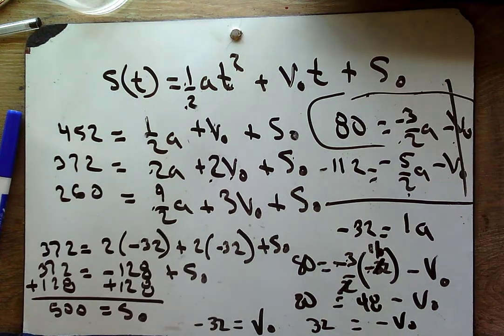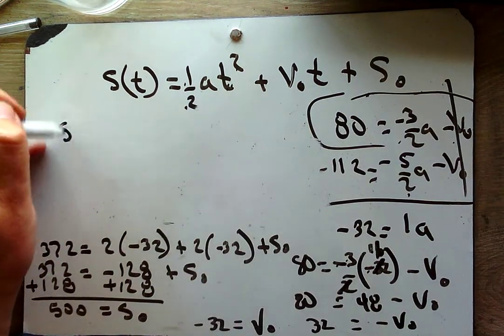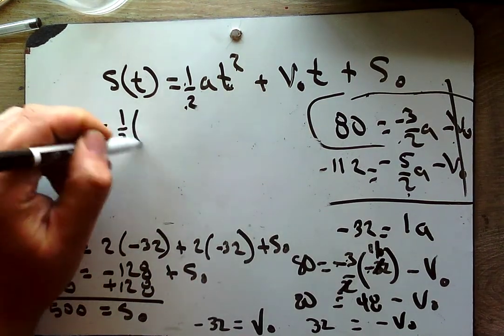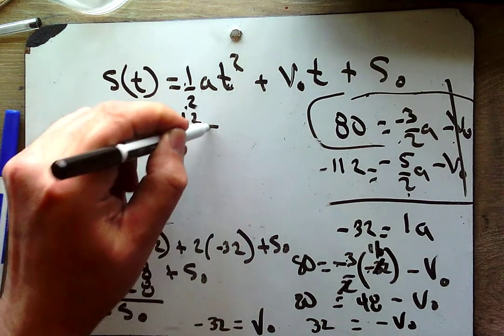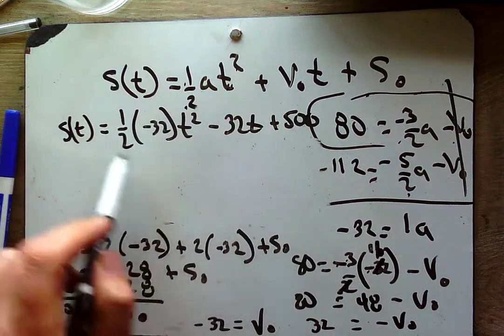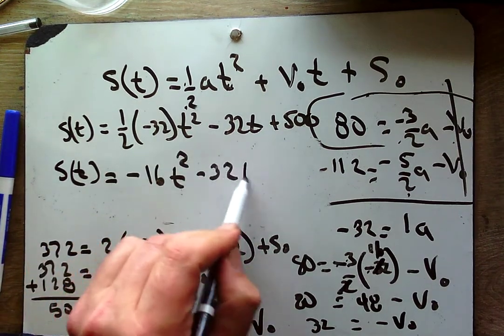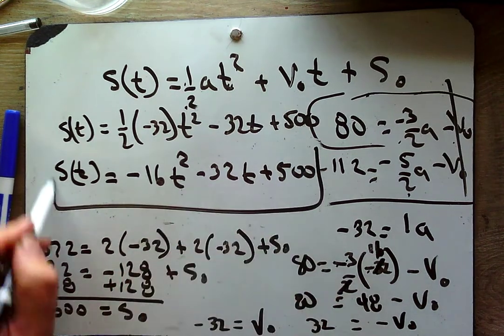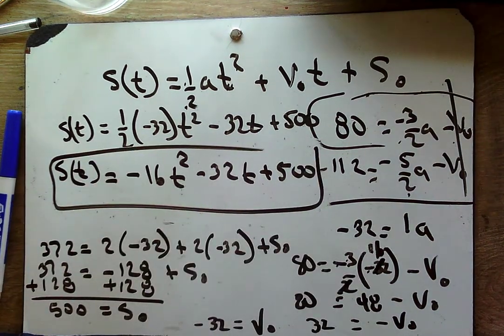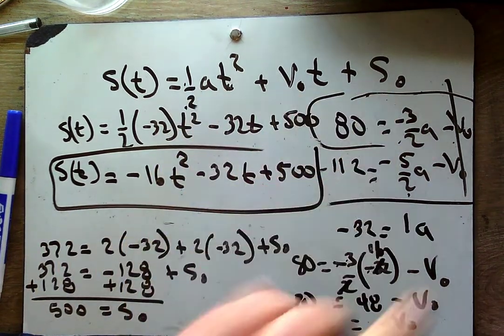So what's my equation? Remember, I'm not done until I build the specific motion equation for this. I have to fill in these values. I've got S of t equals 1/2 negative 32t squared minus 32t plus 500. And yes, I would tidy that up to be negative 16t squared minus 32t plus 500. Okay? So, same as building the equation for a parabola, but I'm looking not for a, b, and c, but a, v sub o, and s sub o.